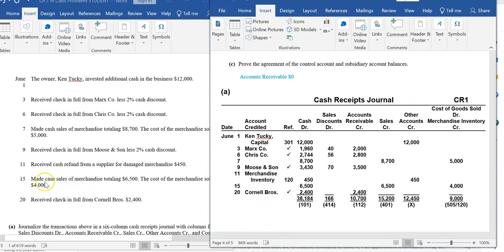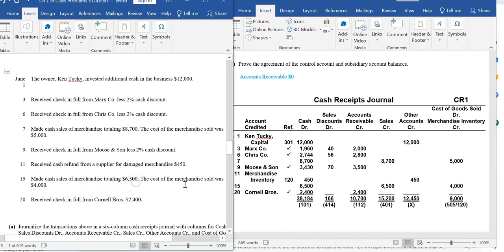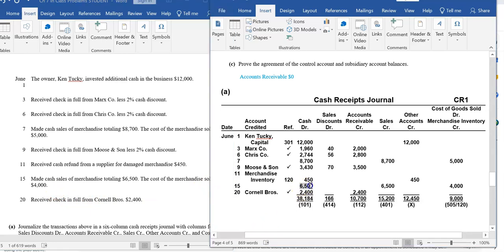On the 15th, we made cash sales of merchandise totaling $6,500. The cost of the merchandise sold was $4,000. Here we are recording cash coming in as $6,500 for a sale, so we record the revenue earned. We also need to record, every time we sell inventory, the second entry in our cost of goods sold debit, merchandise inventory credit column.